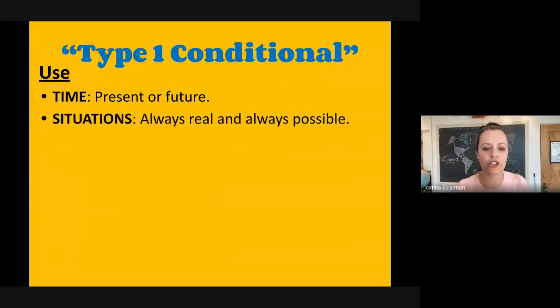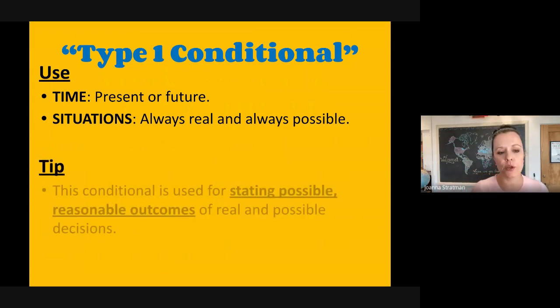And these situations are always real and always possible. So we are not talking about imaginary situations. No, the type 1 conditional can only be used for a present decision and then a reasonable future consequence of that decision. What are some tips for using this?